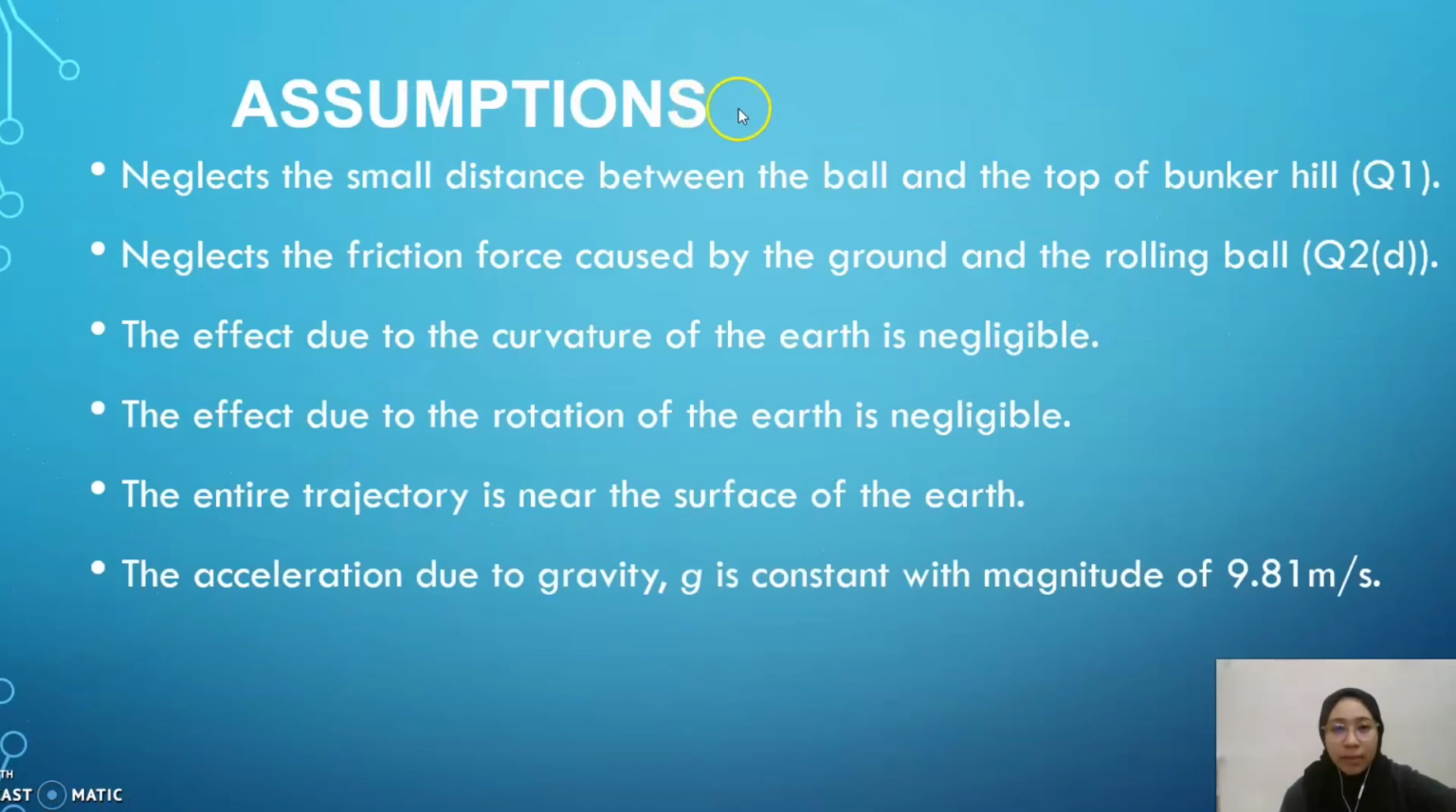Now, the assumptions taken by us in this problem and discussion. In question 1, we neglect the small distance between the ball and the top of the bunker field, and in question 2d, we neglect the friction force caused by the ground and the rolling ball, in order to ease the calculation and get a more accurate answer. The effect due to the curvature of the Earth and the rotation of the Earth is also negligible. Then we assume the entire trajectory is near the surface of the Earth. And last, we assume that the acceleration due to gravity, in the vertical direction of motion, is constant with a magnitude of 9.81 meter per second squared.